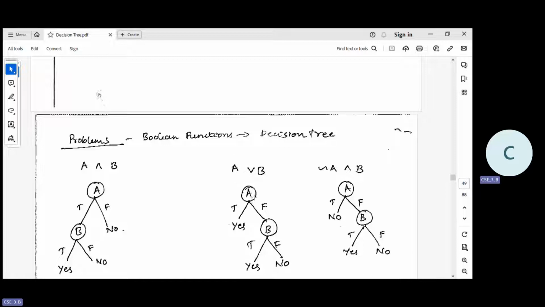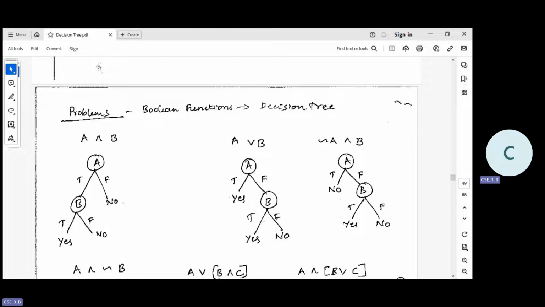So we write the first variable A with the two outcomes, true and false. When A is true, we know 100% that the decision is true. Only when A is false do we have to check B, so we add it on this side. When A is false and B is true, the outcome is yes. And when A is false and B is false, the outcome is no.